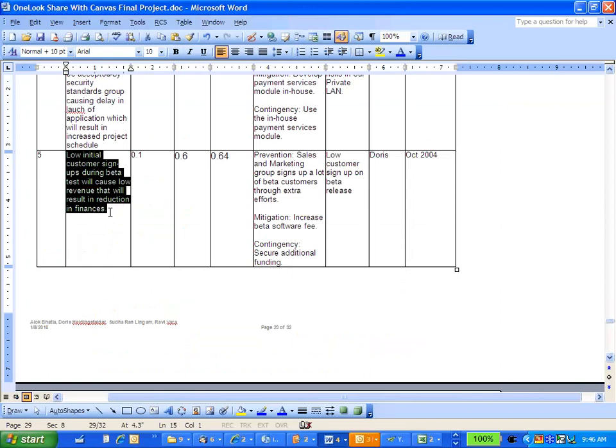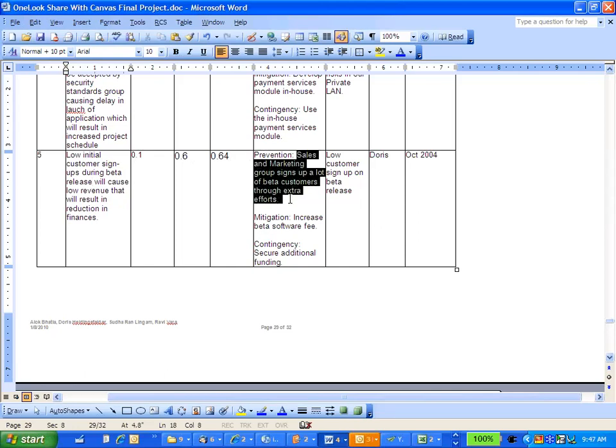Low initial customer signups during the beta release will cause low revenue that will result in reduction in finances, right? Beta release. 0.1, 0.6, 0.64, prevention.